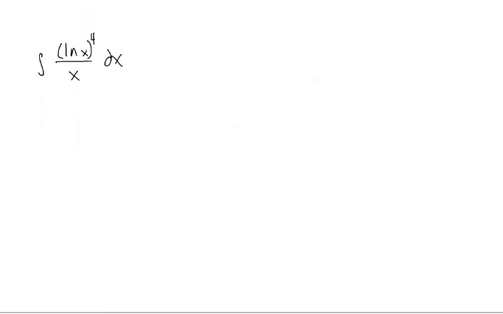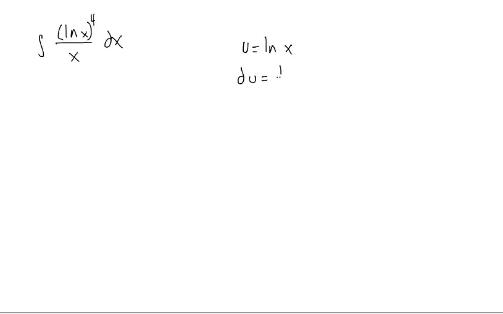We have the integral of ln of x all raised to the 4th divided by x dx. And since we don't know how to integrate ln of x, we're going to go ahead and make that our u. So u is equal to ln of x, du is equal to 1 over x dx. And now we can look at our substitution. So we have u going in place of ln of x. We have du going in place of this 1 over x and this dx.